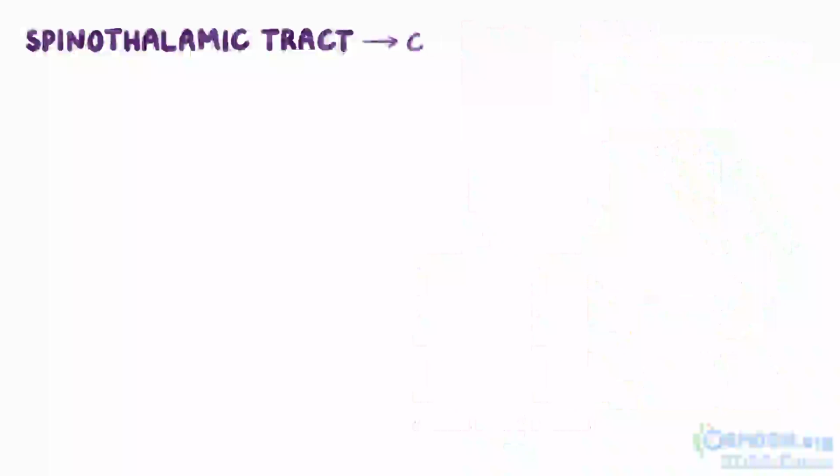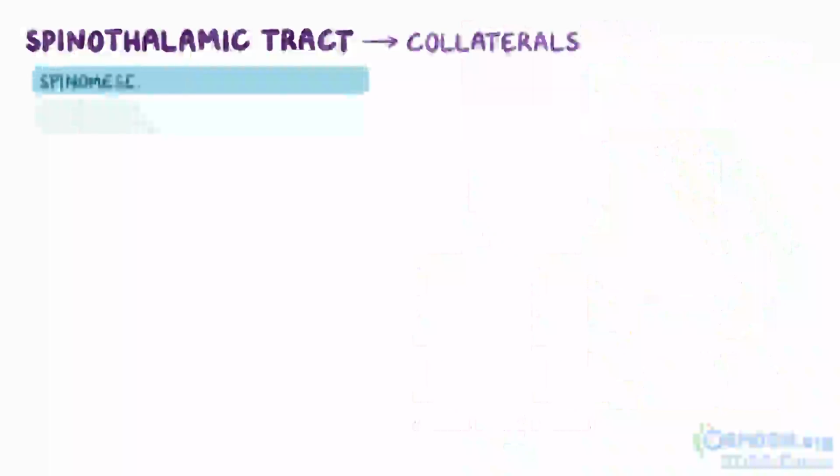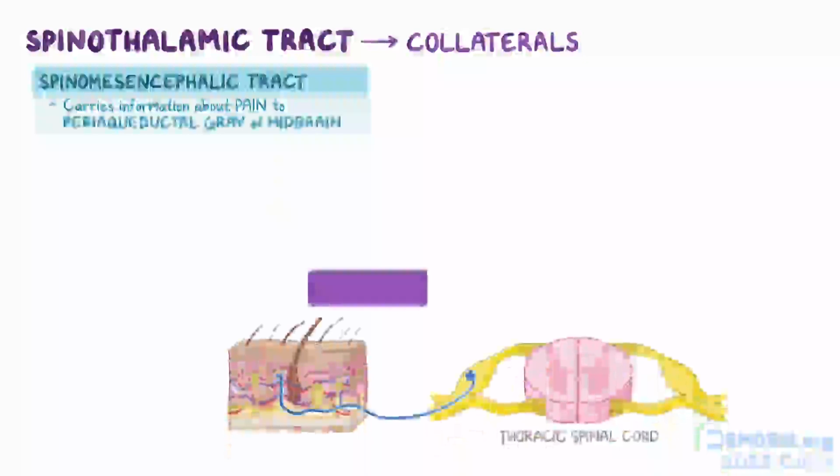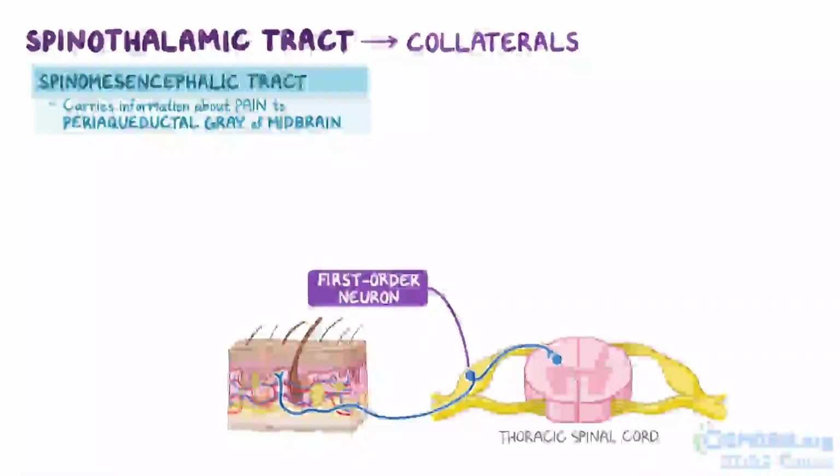Now let's explore the collaterals of the spinothalamic tract. First, we have the spinomesencephalic tract, which carries information about pain to the brainstem, specifically the periaqueductal gray of the midbrain. The first-order neuronal axons of this tract enter the spinal cord from the dorsal root ganglion, travel to the gray matter where they synapse on the cell bodies of its second-order neurons.